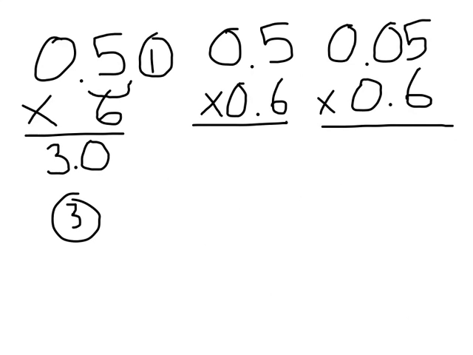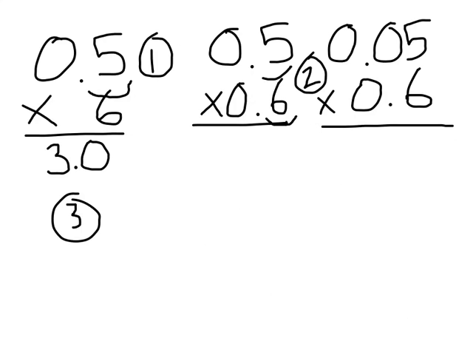Let's look at the next example. 5/10 times 6/10. I don't just line up my decimal points. First, I know I'm going to have tenths times tenths is hundredths. There are going to be two numbers behind the decimal. 1, 2. Now I can multiply.